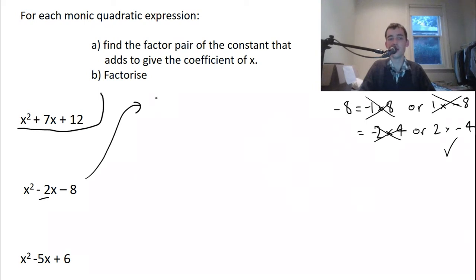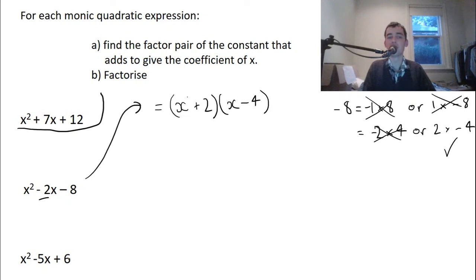Okay, so that's equal to x plus 2, so a is 2, and b is -4. That's our a and b. All right, let's try this last example.